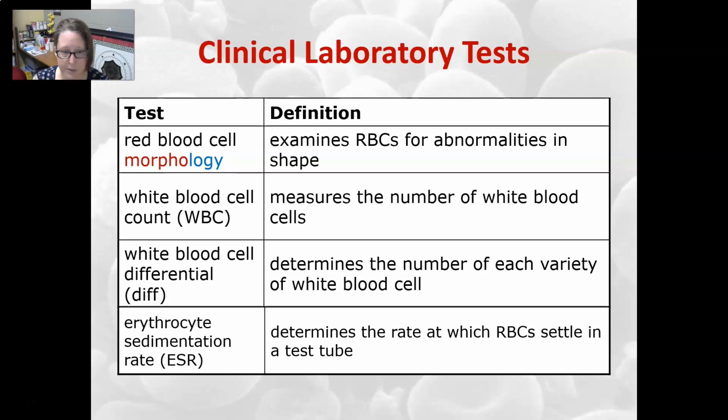And then the erythrocyte sedimentation rate, also referred to as a SED rate or an ESR, determines the rate at which red cells settle in a test tube. If there are a lot of inflammatory proteins present, so if there's a lot of inflammation, those proteins will make those red cells settle a lot faster, and you will have an elevated sedimentation rate.